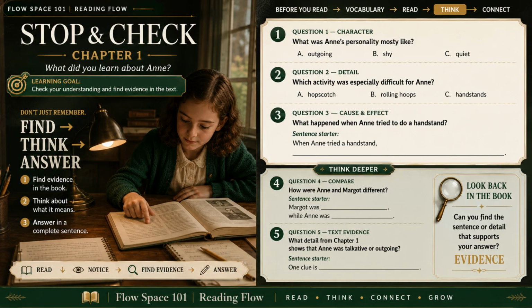When Anne tried a handstand. Now compare Anne and Margot. How were the two sisters different? You could begin, Margot was, while Anne was.